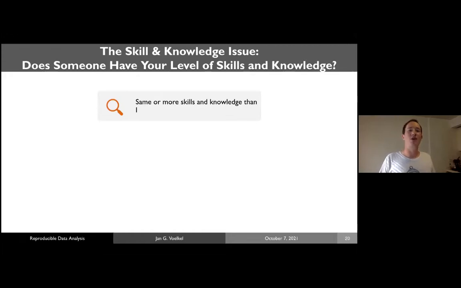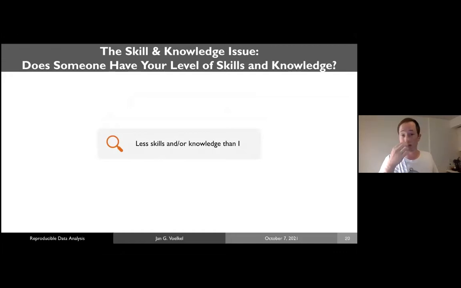All right, the final point here is the skill and knowledge issue. Does someone have your level of skills and knowledge, and to what extent is that required to reproduce your results? Oftentimes, this is kind of the hardest because it's the hardest to predict, right? Even if others have the same data analysis or coding skills as you do, or even better, it's still oftentimes unique knowledge that is kind of hidden in the way that one codes stuff. So it's really important, if you share your coding file, to not assume that others have the same level of skills in coding or the same knowledge as you do, because most likely they don't.